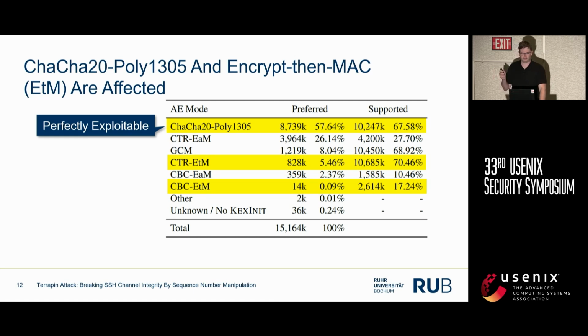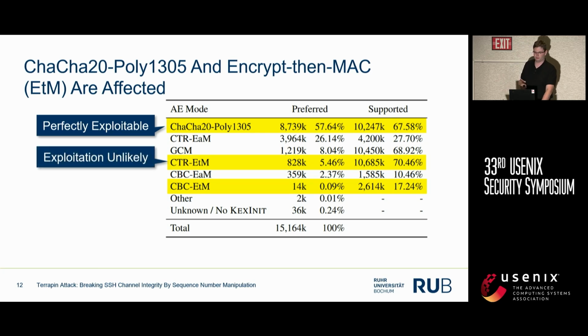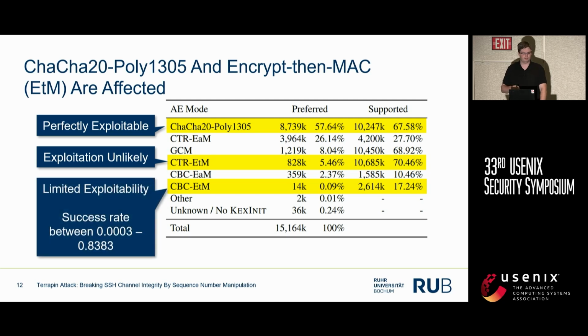Now, we also have the encrypt-then-MAC modes, and for CTR encrypt-then-MAC, we found that an exploitation is possible, but unlikely to continue over a longer connection, because with every message, the success rate decreases. And for CBC encrypt-then-MAC, we have a limited exploitability. So we had a success rate ranging between 0.03% up to 83%, depending a little bit on the specifics there.